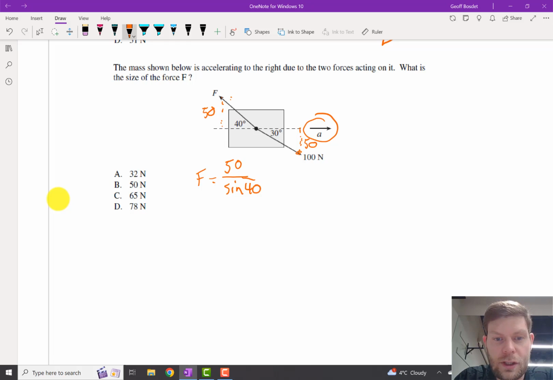And so from that, you can just do 50 divided by sine 40 to find the hypotenuse, which is what you're looking for. Just for fun, 50 divided by sine 40, and we've got 77.8, or 78 with sig figs.